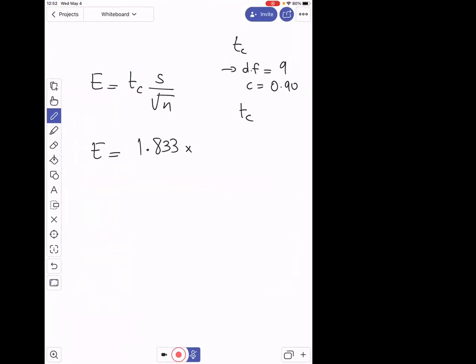So we compute this with the standard deviation, and I lost the standard deviation. What was our s? 7.82. Thank you, I appreciate it. Over the square root of n, and that's the size of the sample. We have 10 data values, so that's the square root of 10.